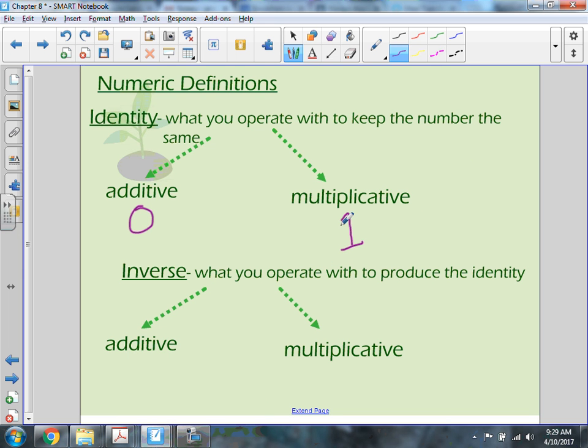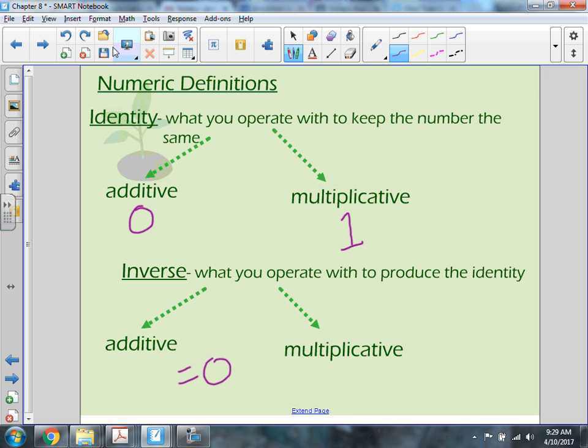Then we have an inverse. Now inverse is what we're going to be using a little later to solve matrix equations, but we need to know what a numeric inverse is. An inverse is what you operate with to produce the identity. So what do I add to a number to get the identity?